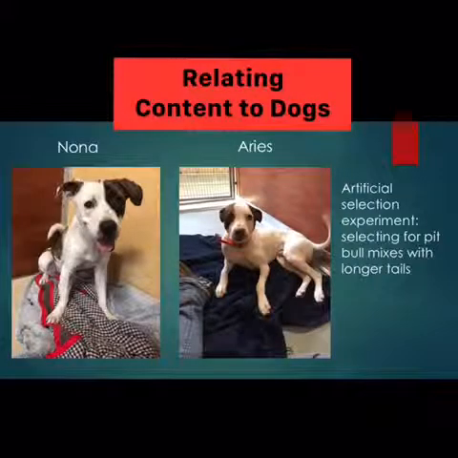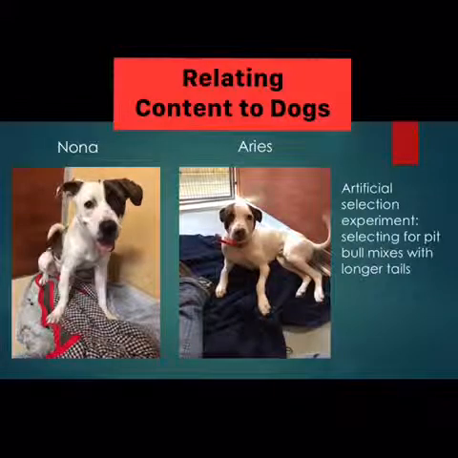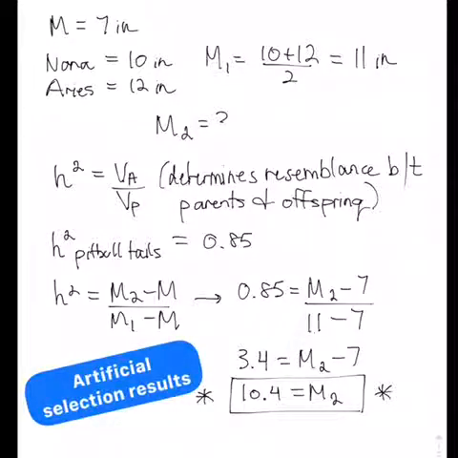Now let's consider artificial selection. This is Nona and Aries, both are pit bull mixes. Let's say that we want to select for pit bull mixes with longer tails. We can use population genetics to predict the results of artificial selection. Let's say that the population mean for pit bull tail length is 7 inches, and Nona's tail length is 10 inches, and Aries' tail length is 12 inches, giving a parental average of 11 inches.